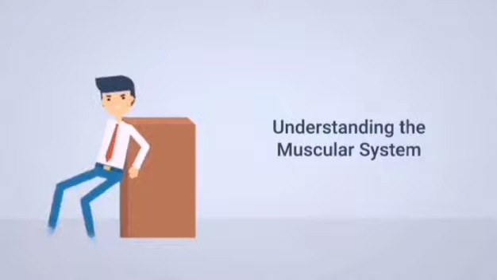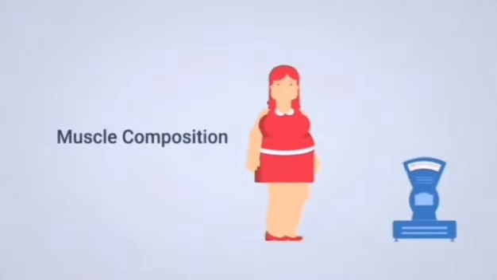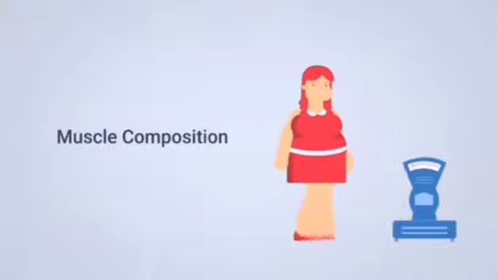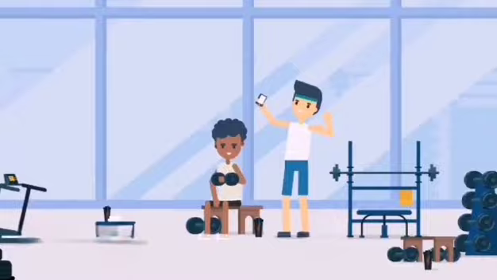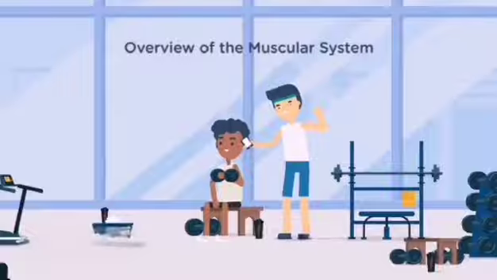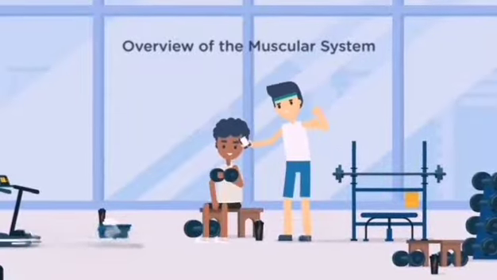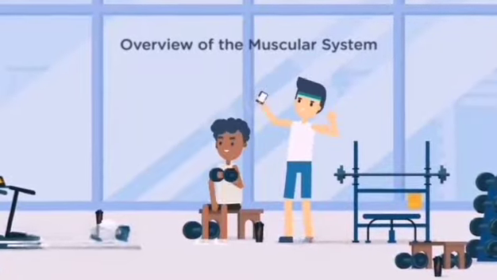How the muscular system works. The muscles account for around 40% of a person's weight, with the largest muscle in the body being the gluteus maximus in the buttocks. The muscular system contains more than 600 muscles that work together to enable the full functioning of the body.